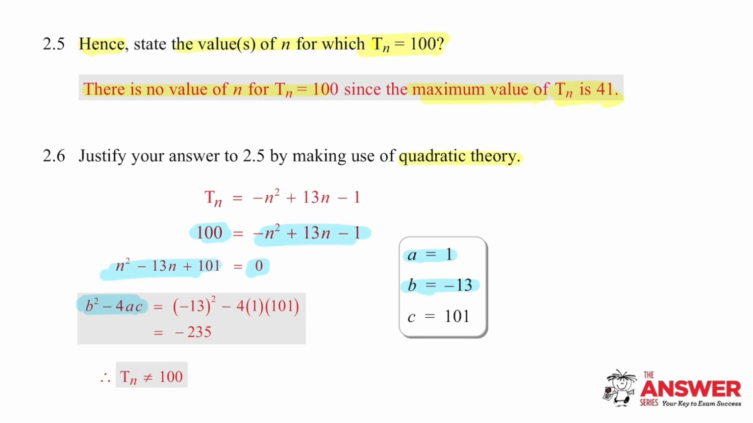Work out that a equals 1, b equals minus 13, and c equals 101. Using those values, carefully substituted into b squared minus 4ac, we get a result of negative 235. That tells us that delta is negative, which means that the roots are non-real. Hence, Tn cannot be equal to 100.